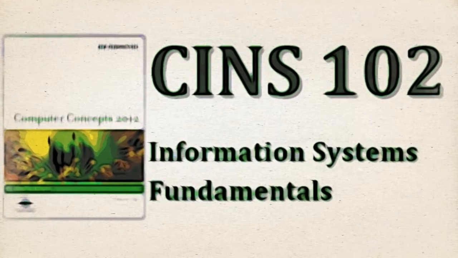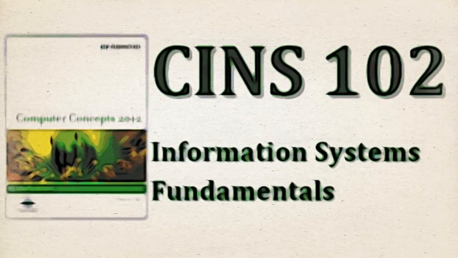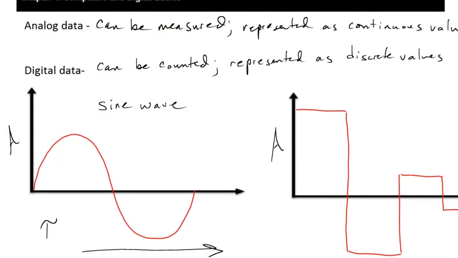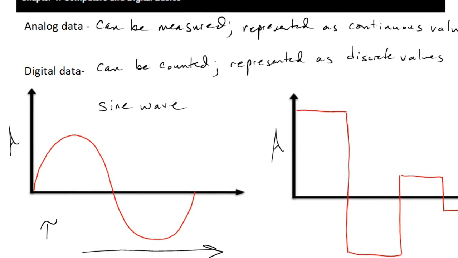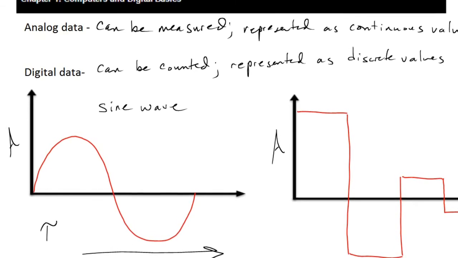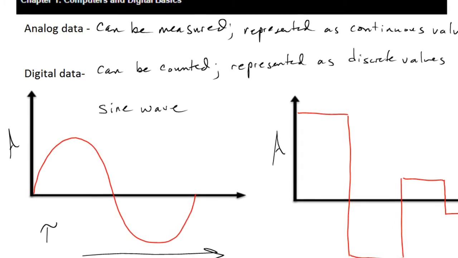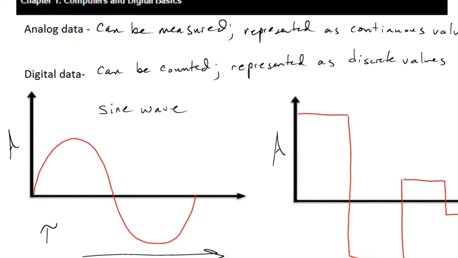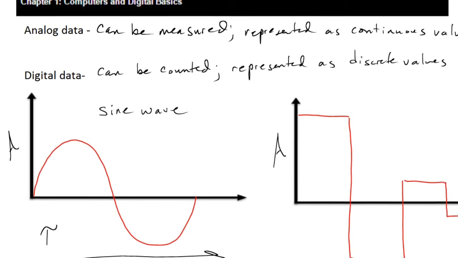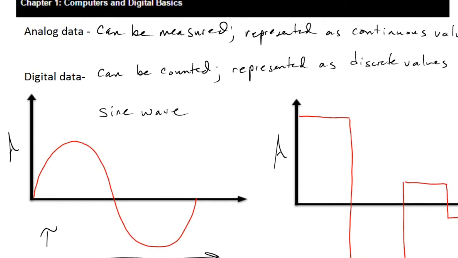I'm going to compress the information in Chapter 1 down into this mini lesson for you. First two items on the docket, analog versus digital. Analog data is anything that can be measured and is represented by a continuous series of values. Digital data is anything that can be counted, and these are represented as discrete values.